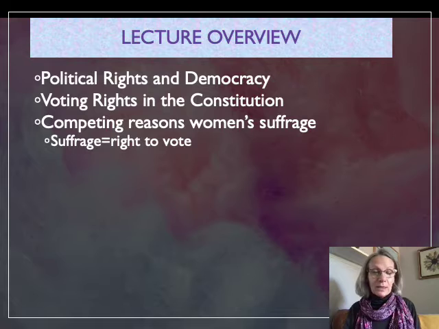And when you see that word suffrage, it doesn't mean suffering, but suffrage is a word for the right to vote. And so that's why people who fight for the right to vote are known as suffragettes.